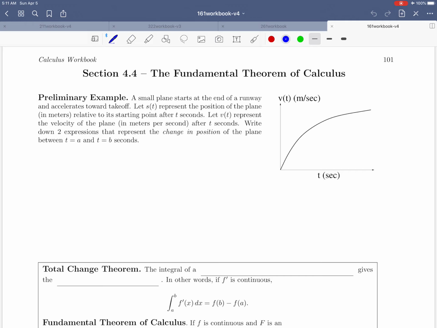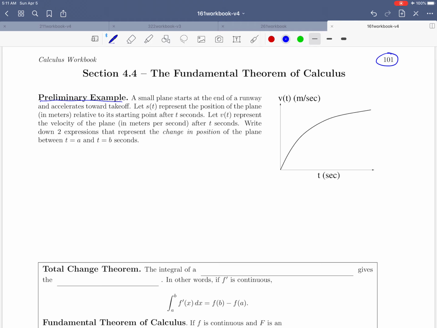We are looking at page 101 in the workbook, and the topic of this section is the fundamental theorem of calculus. That sounds pretty important, and it is, because it's going to unite the two major concepts of our course, the problem of finding a rate of change using the slope of the tangent line and finding area under a curve. I think the best way to illustrate that is with an example. So let's look at this preliminary example together.